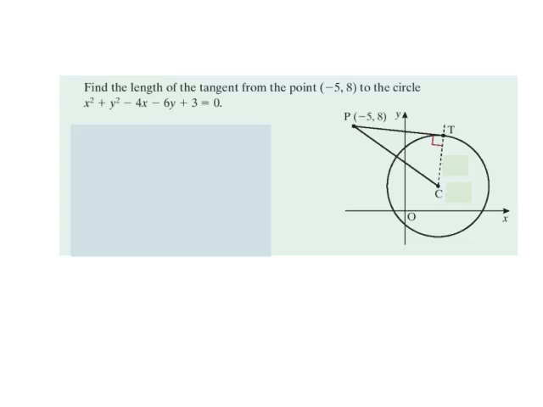In this video, we're going to calculate the length of the tangent from the point -5, 8 to the circle. So essentially, we are going to calculate PT, this distance. As we know, the line from the center to where the tangent touches the circle is at a right angle to the tangent itself.